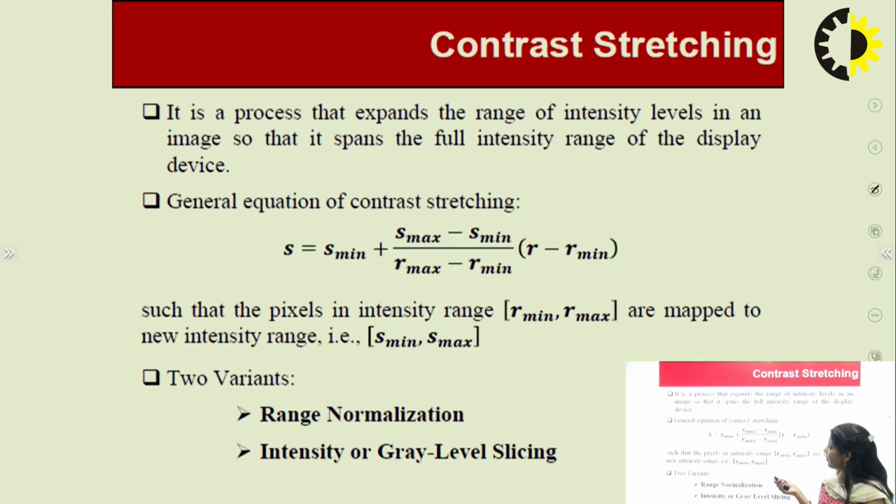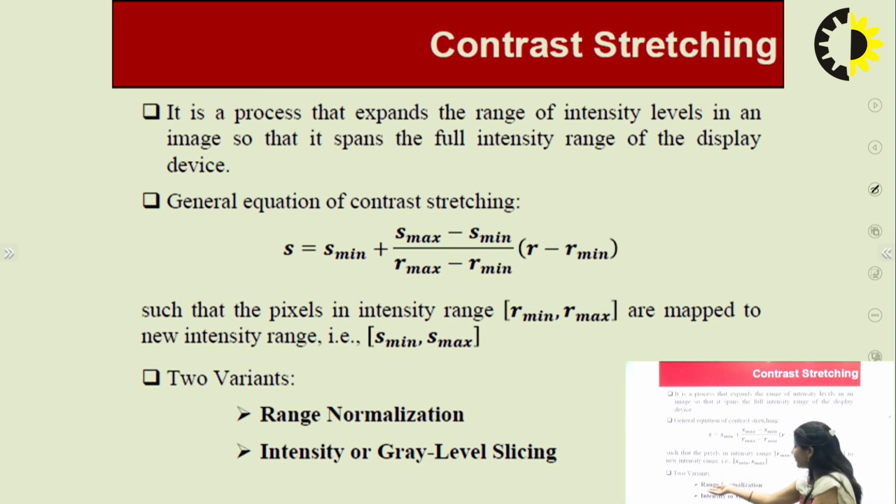This is the formula for getting the high contrast image: S equals S min plus (S max minus S min) divided by (R max minus R min) into (R minus R min). Here the original intensity range is R min to R max, where we are getting low contrast, and we have to map this into S min and S max, where we get the high contrast value.